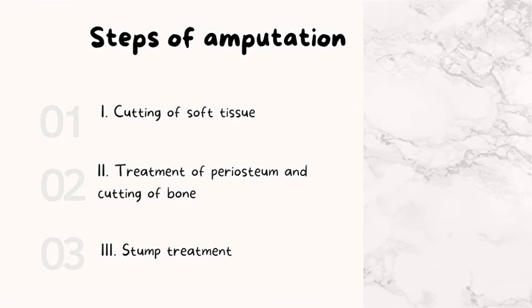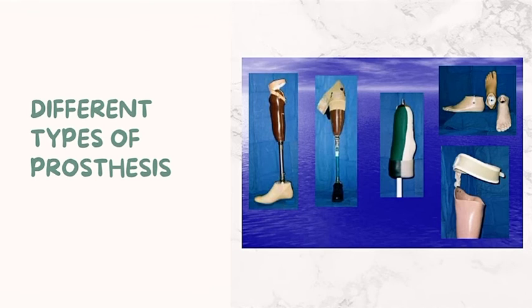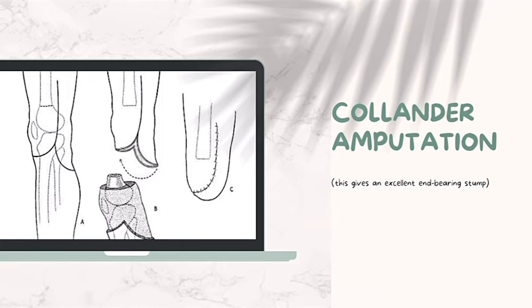So, essentially, the steps of amputation would be: first, cutting of soft tissue; second, treatment of periosteum and cutting of bone; and thirdly, stump treatment. And methods of periosteum treatment would be periosteal, aperiosteal, and subperiosteal. There are different types of prostheses. There's much more, and this is here.